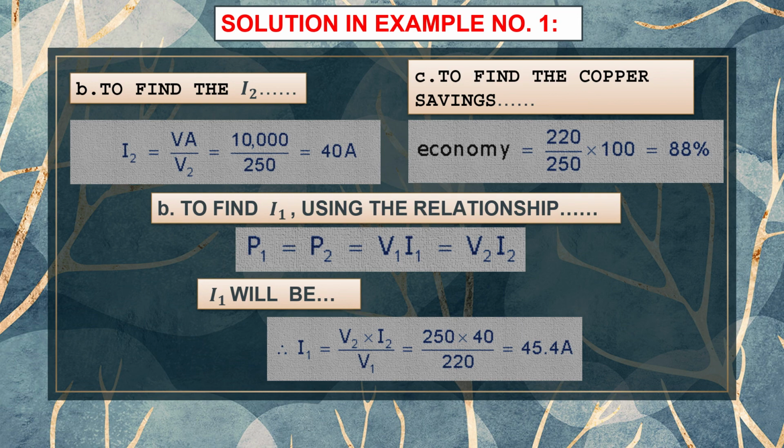And lastly, in order to find the economy of copper saved, we need to use the ratio between V sub 1 all over V sub 2. So, V sub 1, which is equivalent to 220 volts, all over V sub 2, which is equivalent to 250 volts, times 100% to get the percentage. So, in this sample problem, the answer would be 88%. So, 88% yung masasave natin na copper when we use an autotransformer.